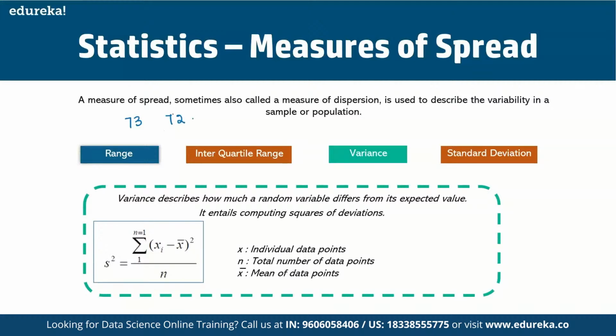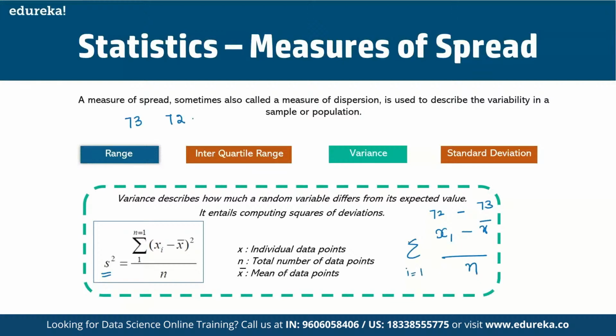How much this 72 differs from this value, or how your data is spread, is called variance and standard deviation. Variance is called S squared. If I do a square root of this, then I'm going to get my standard deviation. This is my actual value minus X bar. So this X bar is my 73, and this is the value that I got divided by your total number of data points.